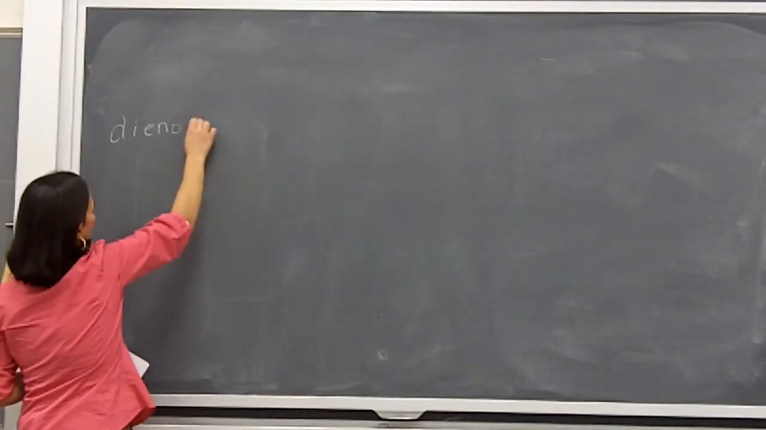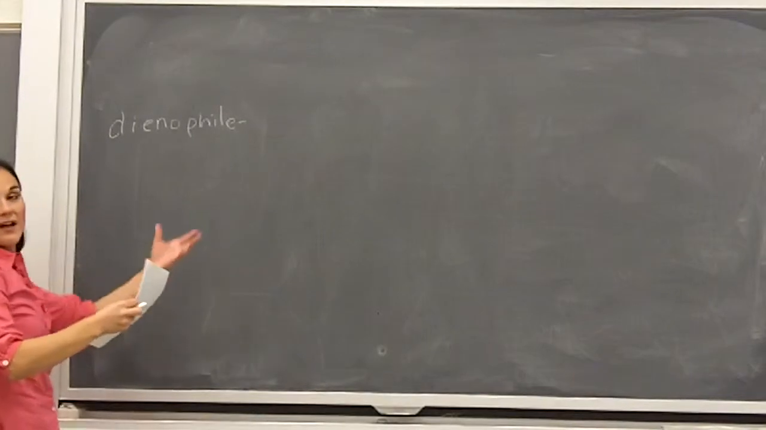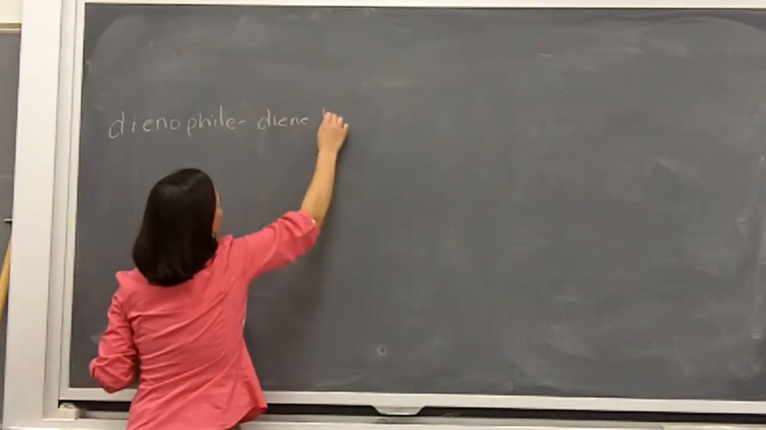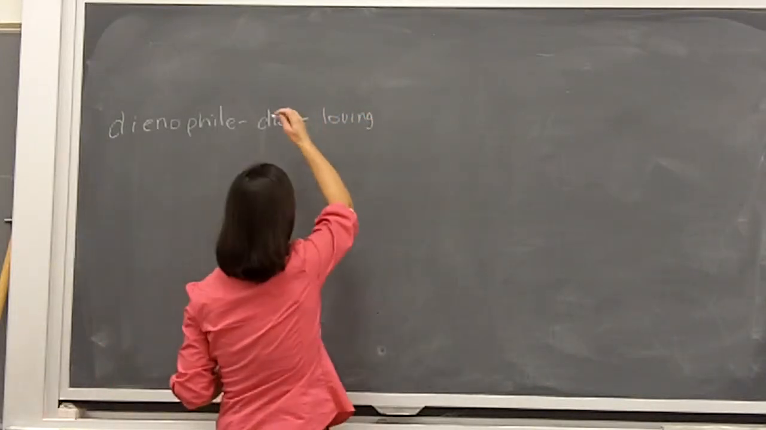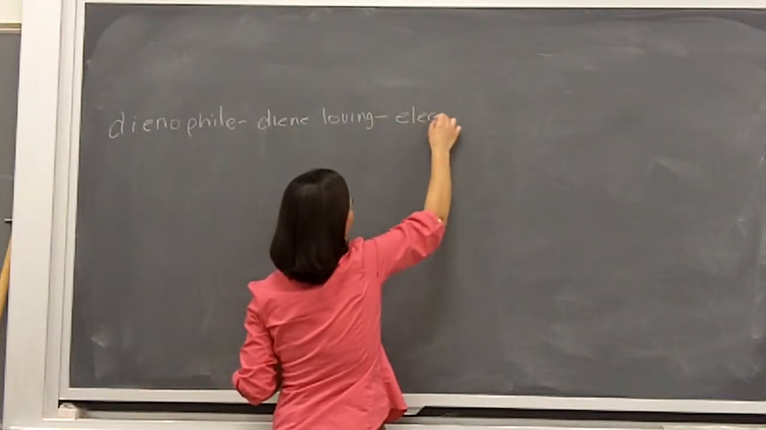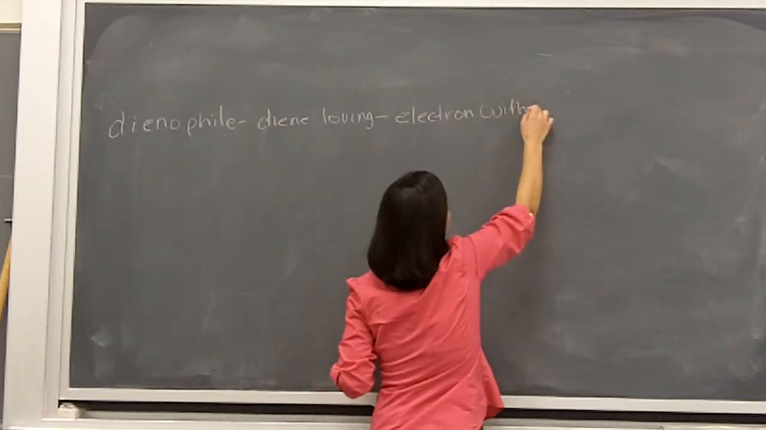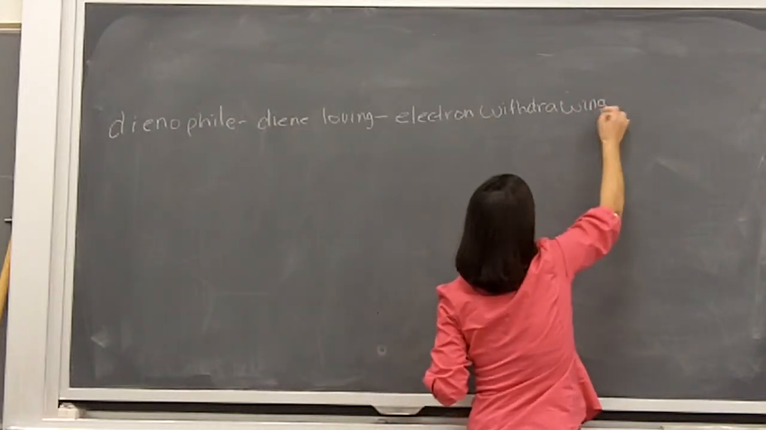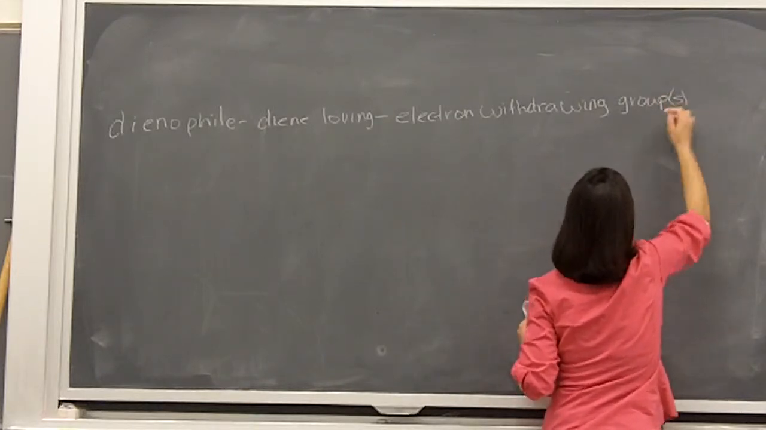So first of all, our dienophile, it wants a diene, okay? It's diene loving. So it wants to react with a diene. And to make it more reactive with the diene, you want it to have the electron withdrawing group. So you want it to be electron deficient so that it will react with the diene. So you can have a group or groups.